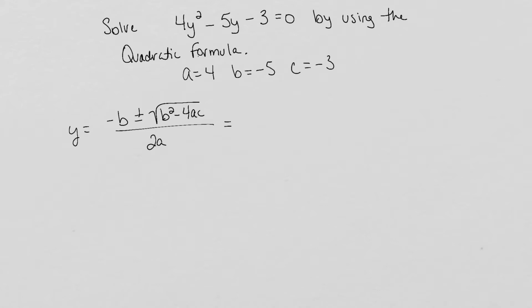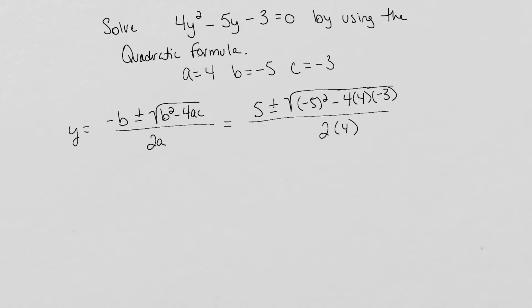So we would have, let's see here, -b. Now notice we have a negative right here, but we also have a negative right here, so that means we have a double negative. So whenever I say -b, I mean the opposite of b. So the opposite of -5 is +5. Plus or minus the square root of b squared minus 4 times a times c all over 2a.